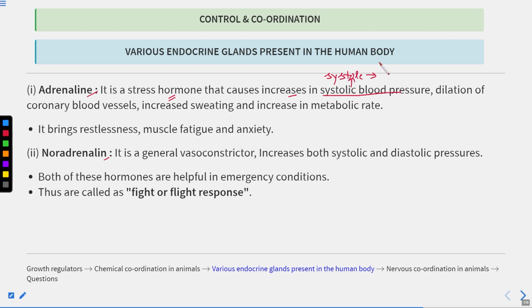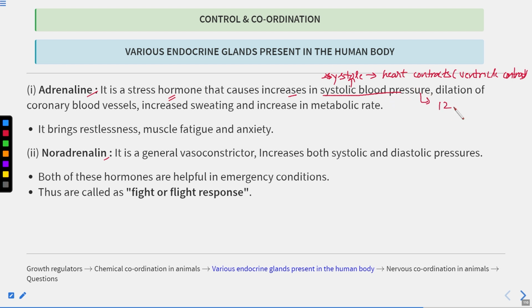Okay, when the heart contracts, or when the ventricles contract, the heart is made up of atria and ventricles. So whenever the ventricles contract, that is known as the systole. And during systole, blood pressure is generated.